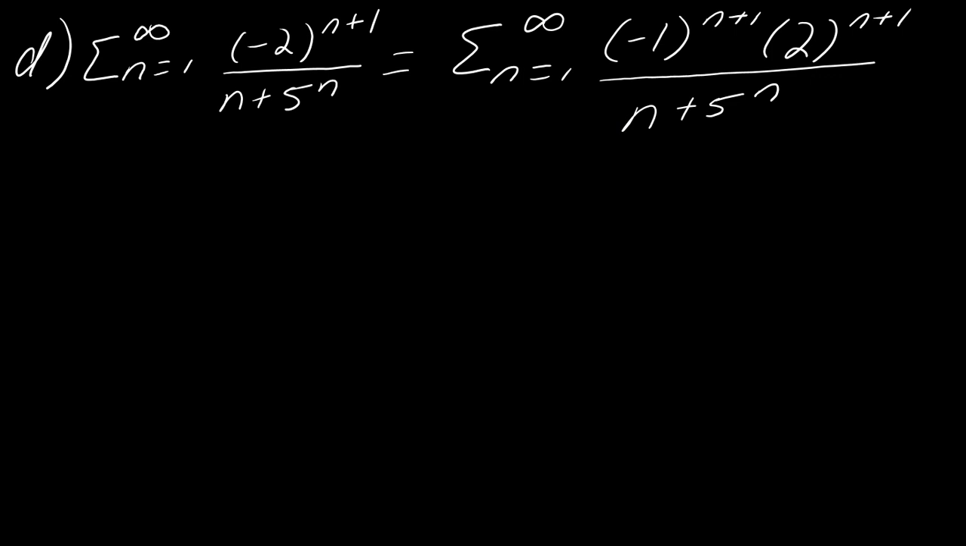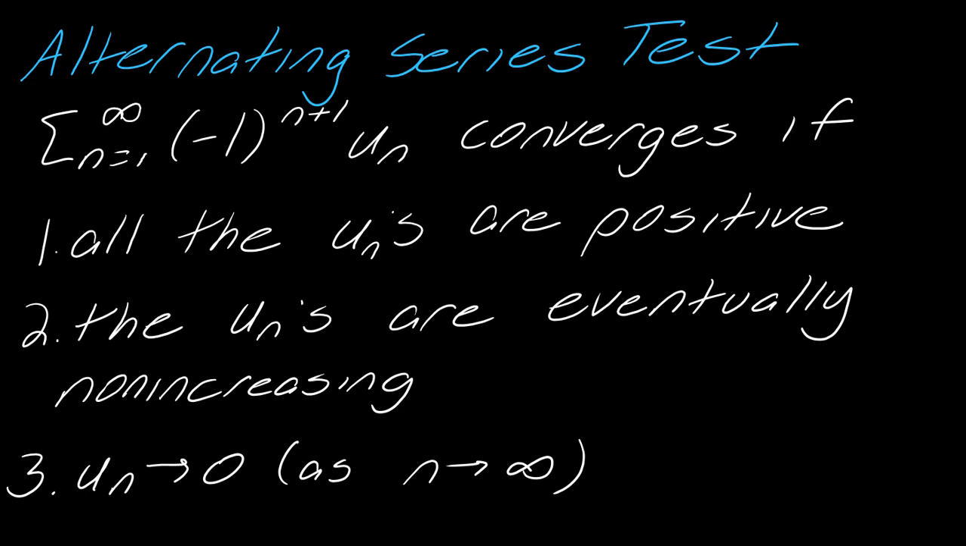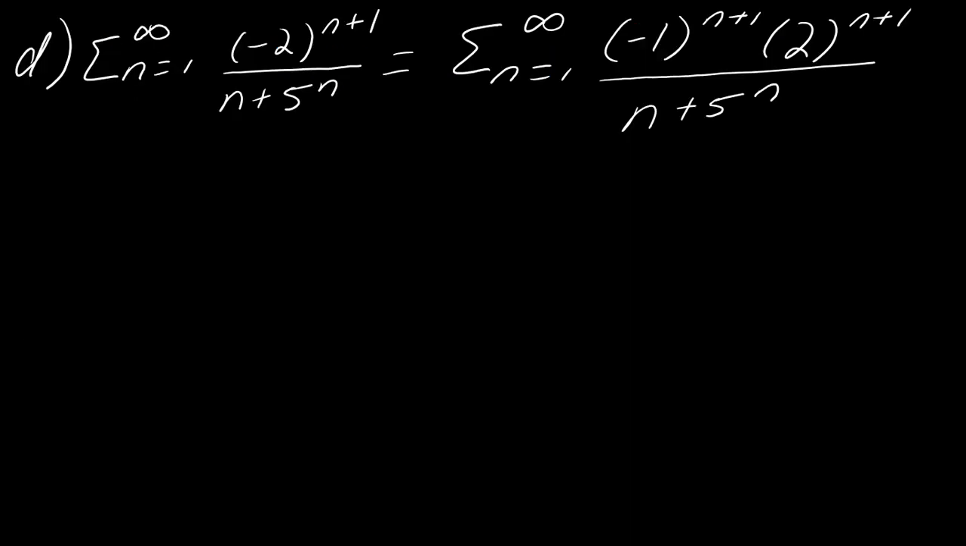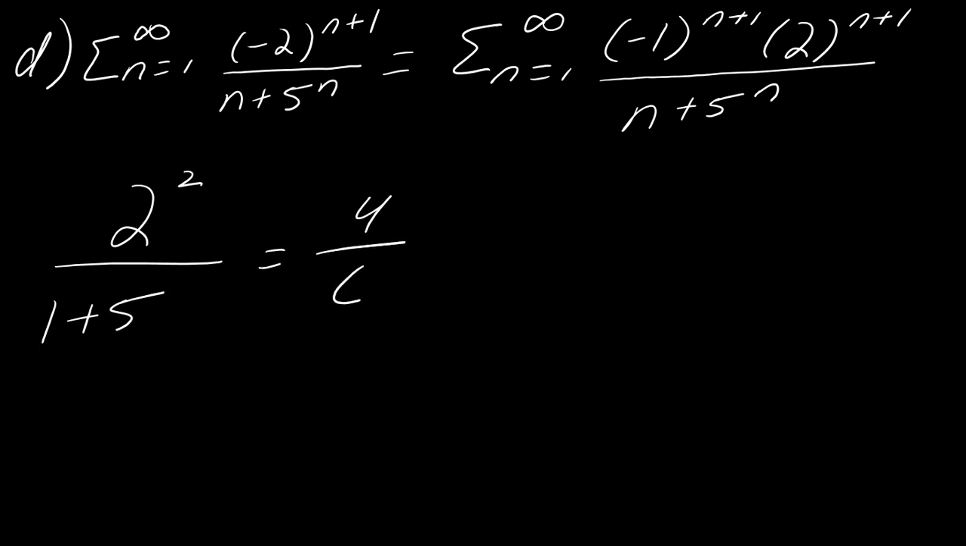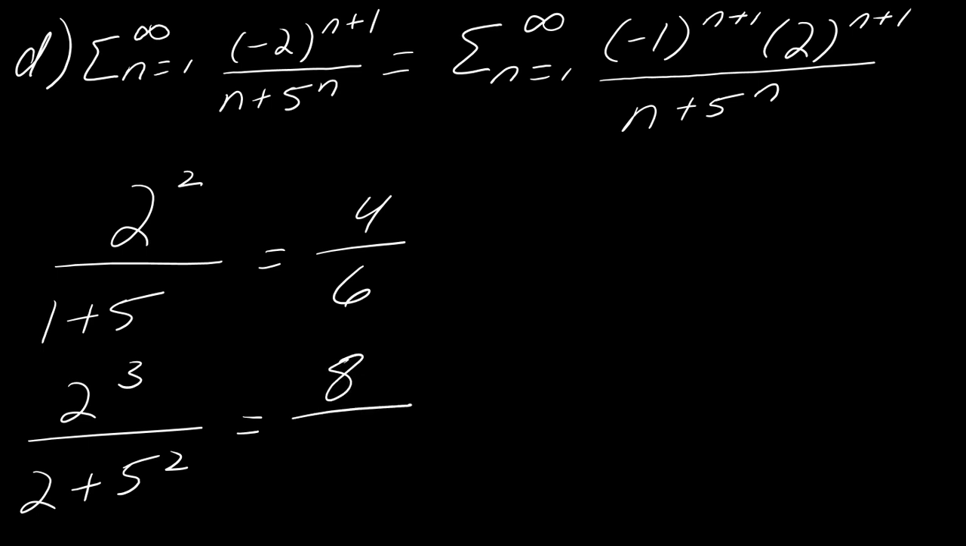And I think this actually brings up an excellent point now. So the alternating series test, we can 100% use it here. I do need to show that these are clearly non-increasing. So to prove non-increasing, if I just write this out and plug in a few terms, 2 squared over 1 plus 5. So that's going to be 4 over 6 for my first term. My next term is going to be 2 to the third over 2 plus 5 squared. So let's see, that's going to be 8 over 27.